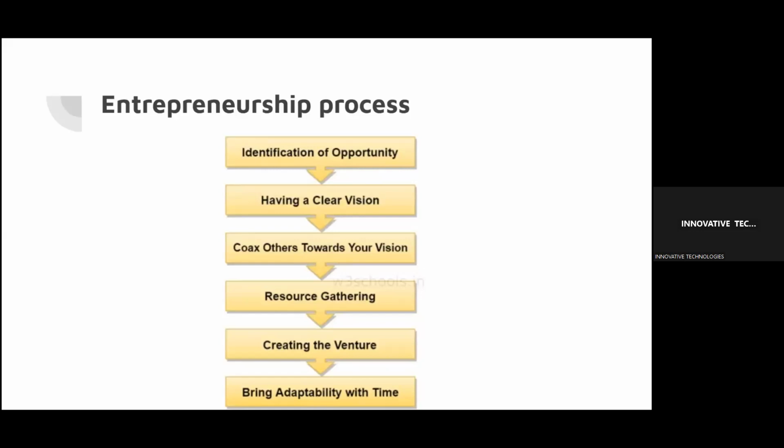So after gathering all the resources, he has to create the venture. After all the resources are in the proper place and arranged, it is time to develop the venture and start running it successfully. So start your company and run the company successfully. Adaptability of the company is also very important. We need to bring adaptability with respect to the time. If your company is not adapting, then it is a failure.